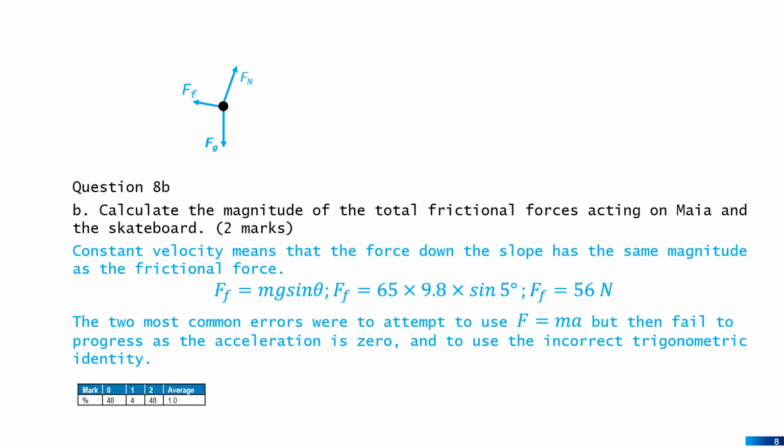Constant velocity means that the resultant force is zero, so the normal, gravitational, and frictional forces can form a triangle. This triangle is a right triangle. Using trigonometric functions, we can calculate the magnitude of the frictional force.